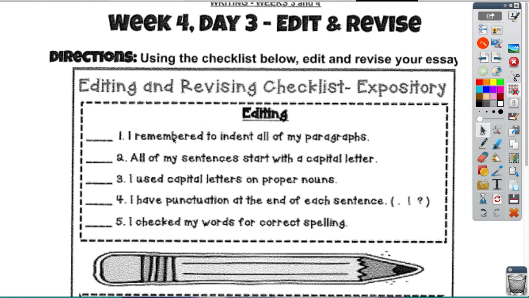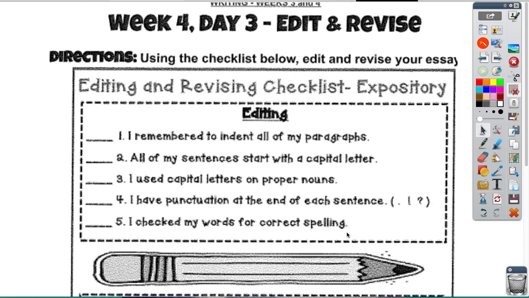Okay, this checklist is going to help you to edit. Remember, all of your paragraphs should have indents in the beginning. All of your sentences should have a capital letter. Your proper nouns, so the title of the text that you read and the title of the locations, should have capital letters. Make sure each sentence ends with a punctuation. It could be a period, an exclamation point, or a question mark. And don't forget to check your words for correct spelling. These are all ways to edit your text.